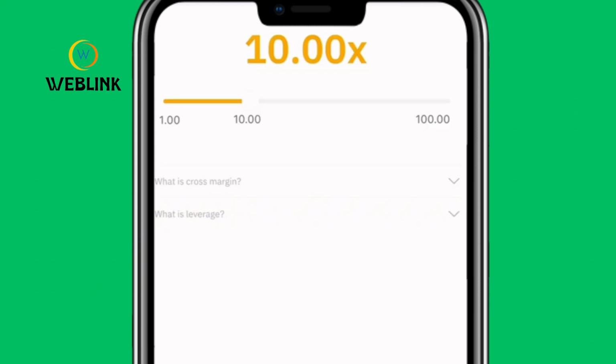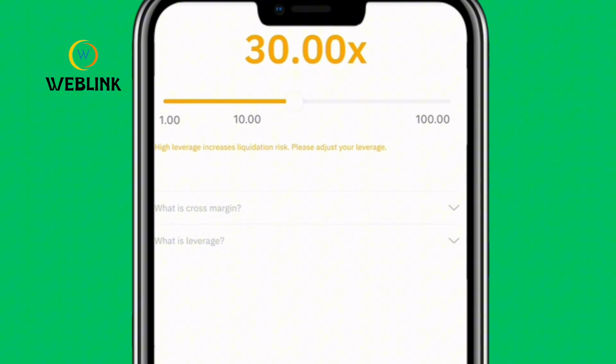Now the next thing is to select your leverage. This is where you have your leverage, from 1x to 100x. Now what is leverage and how does it help you in futures trading or derivatives trading? There are two advantages of leverage. Number one is that it helps you to have more money to trade.